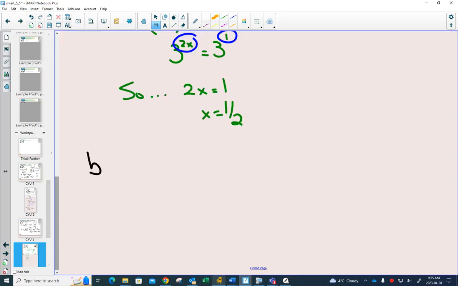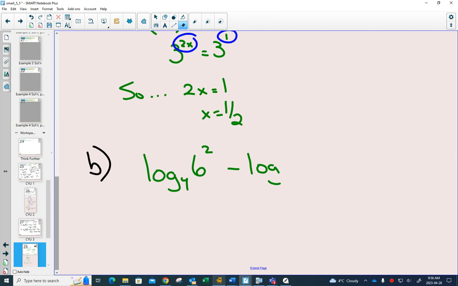For part B, again, none of those logs you can evaluate. So I'm going to start by moving the exponent inside for the 2, the exponent inside for the next one, which will be 3 cubed. Oh, plus log 12.